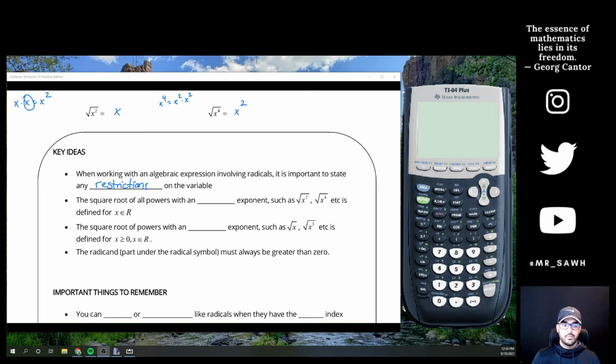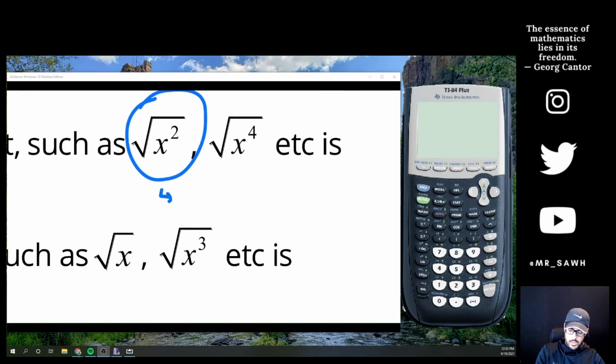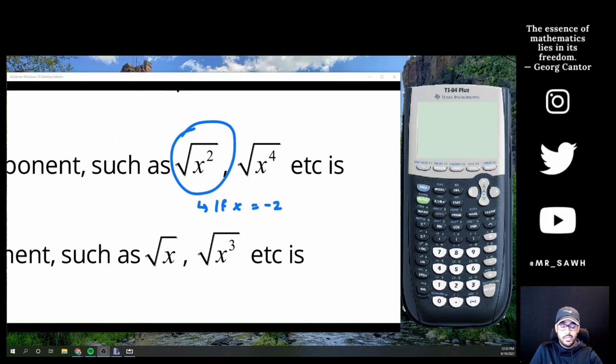So think about the square roots of all powers that have something that is an even exponent, right? X squared, x to the power of 4. Those square roots are defined for every value of x. So x can be any real number, right? Which makes sense. So think about doing something like the square root of x squared, right? So we'll think about this case for a second. So if x is negative 2, for example, right? X could really be anything.